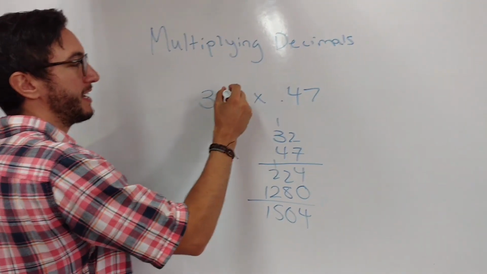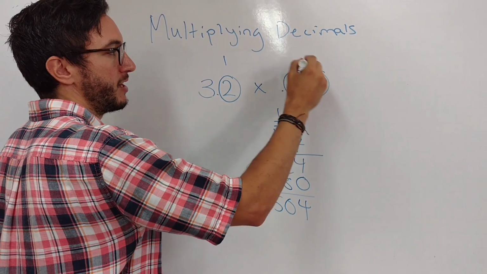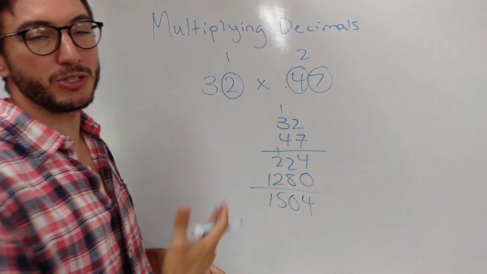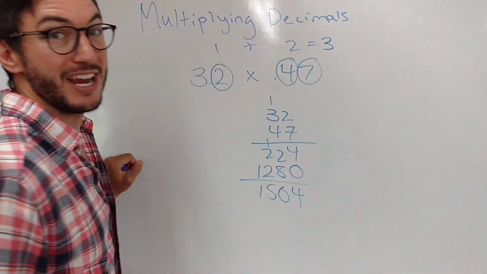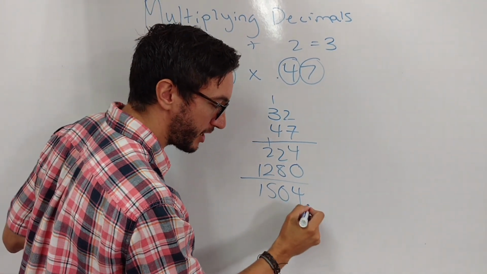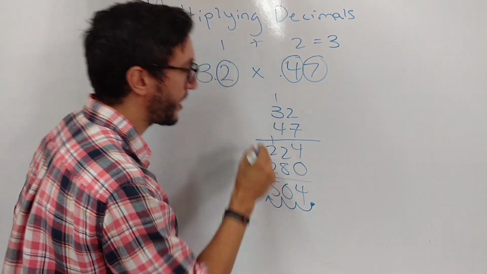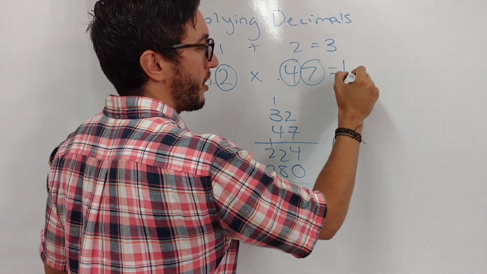I've got to count up the decimals. So I've got 1 here, and I've got 2 here. I've got 1 number to the right of the decimal here, 2 numbers to the right of the decimal here. So in total, I have 3. What does that number mean? That's how many times I'm going to move this imaginary decimal back to the left. So my answer to 3.2 times 0.47 is 1.504.